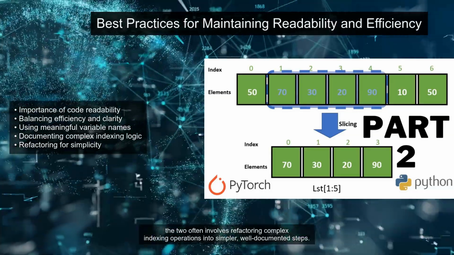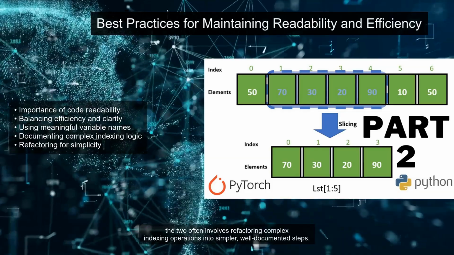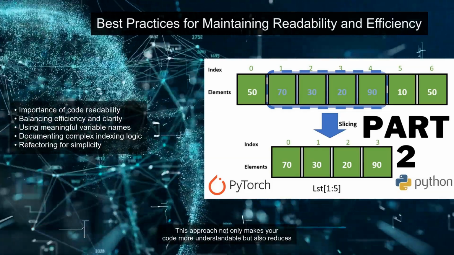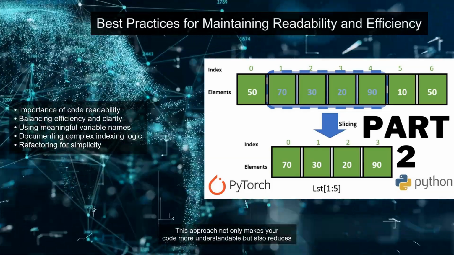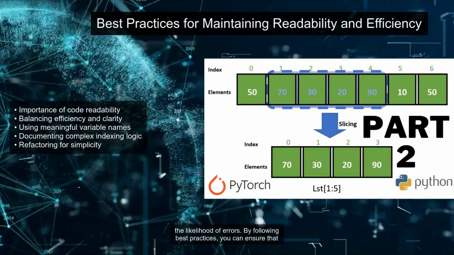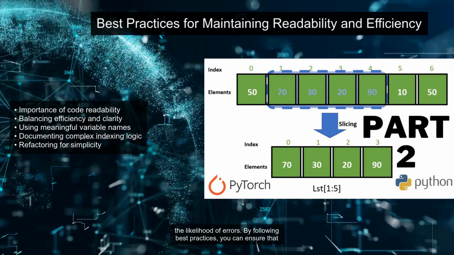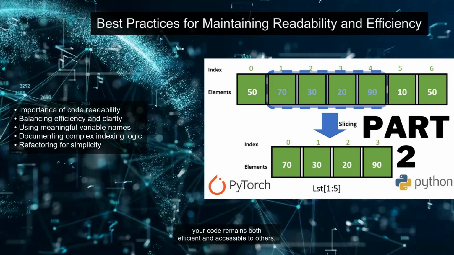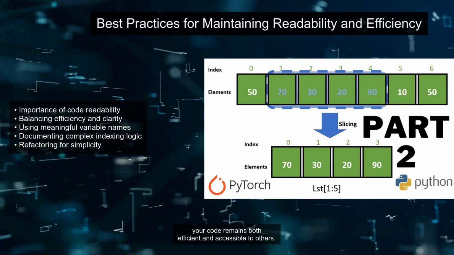Striking a balance between the two often involves refactoring complex indexing operations into simpler, well-documented steps. This approach not only makes your code more understandable but also reduces the likelihood of errors. By following best practices, you can ensure that your code remains both efficient and accessible to others.